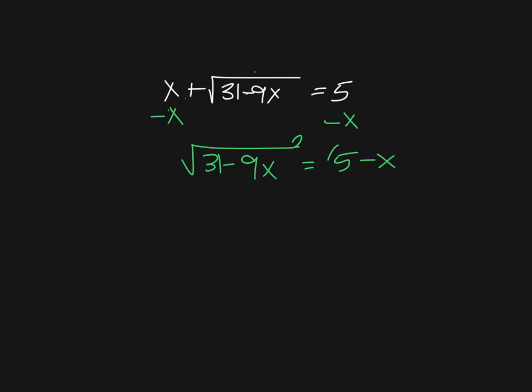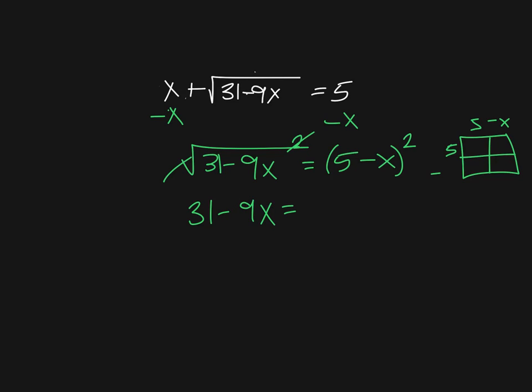The reason we move it over is because we have to square the whole side at one time. We want the square root to be by itself so it actually cancels. So we have 31 minus 9x, but on the other side we have to box this out in order to get what this is. You can't distribute your square. So then we get 25 minus 10x plus x squared. And then get it equal to 0.